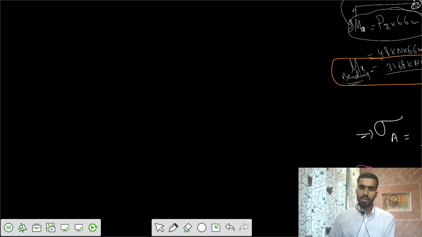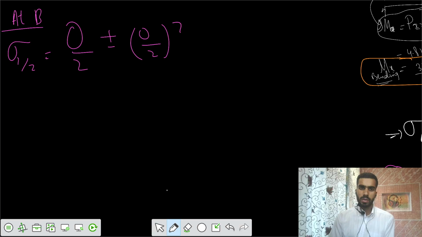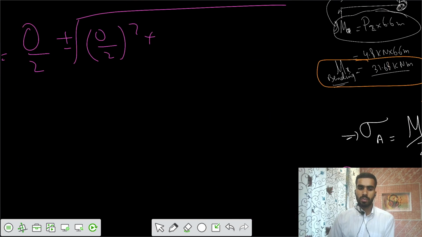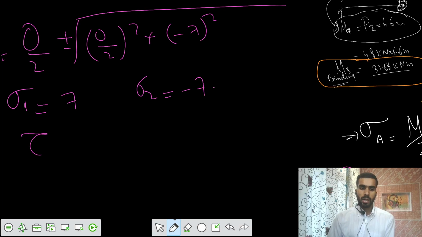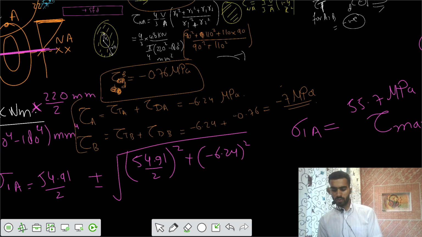Now we want to find the stresses for point B. Stress 1, 2 equals the normal stress, which is 0, plus or minus the root of 0 by 2 whole square plus tau square. The value of tau for B was minus 7 megapascal, so minus 7 whole square. So sigma 1 equals plus 7, sigma 2 equals minus 7, and tau max equals 7 megapascal. So we got those stresses for those two elements.